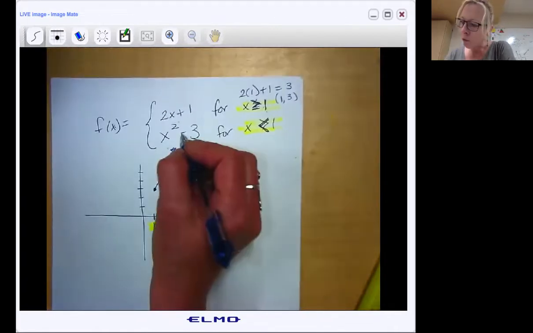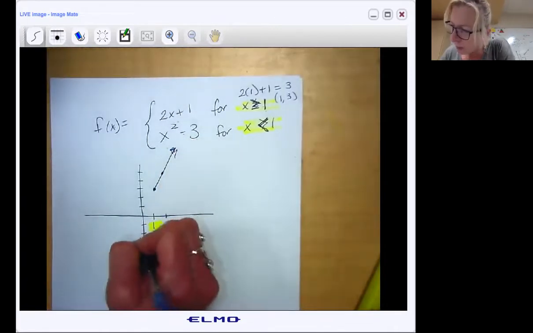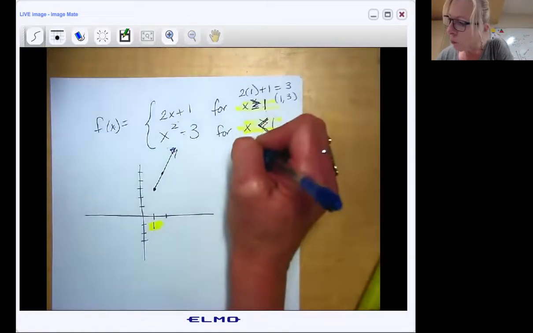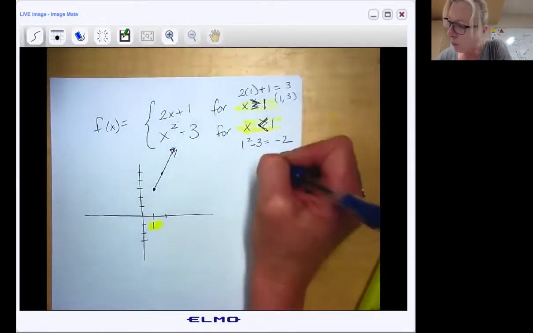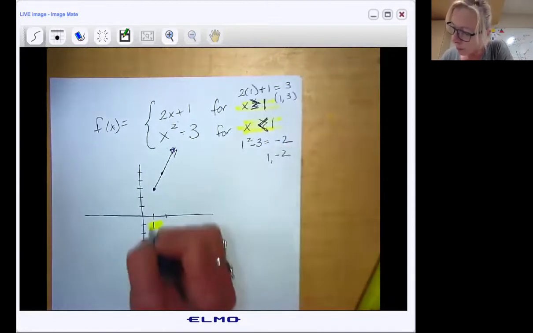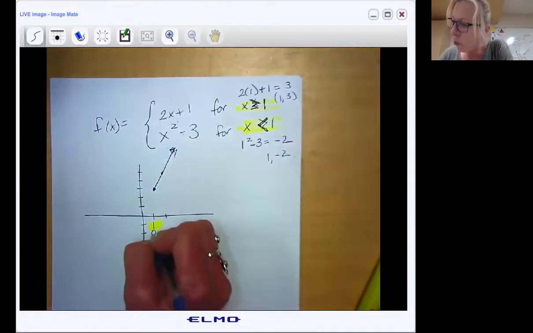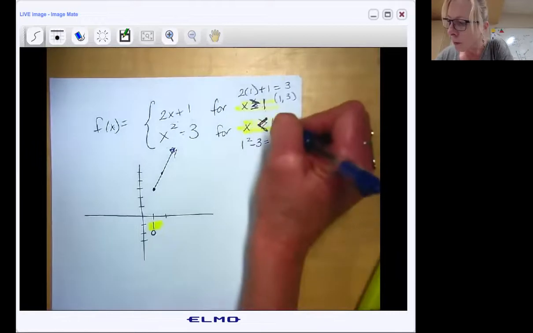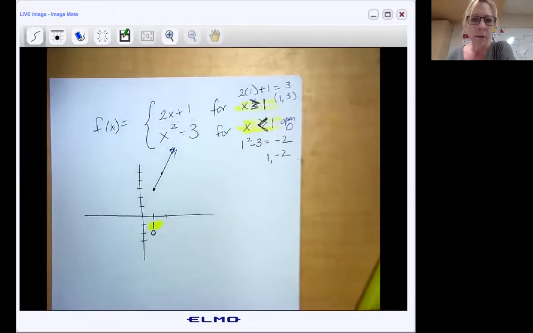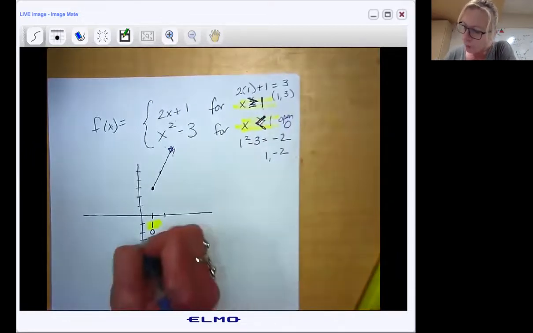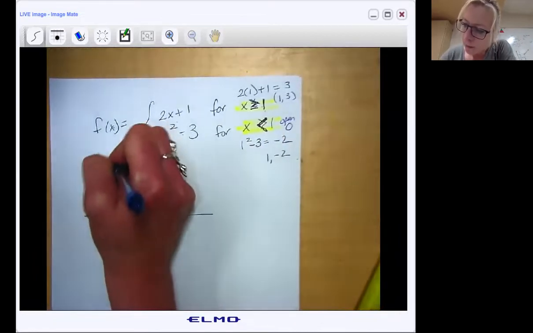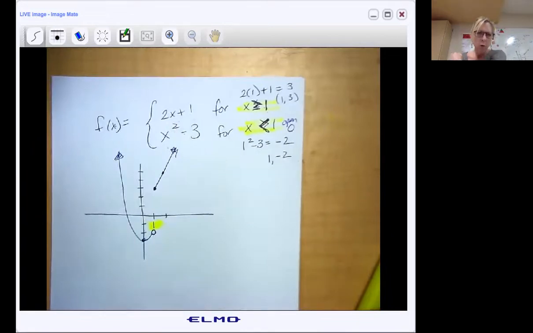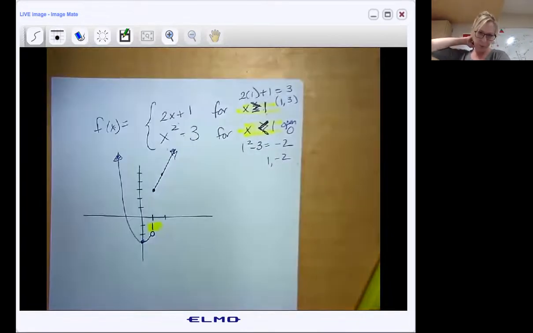And then I've got this quadratic that's shifted down 3 units. But again, I'm going to plug 1 in. 1 squared minus 3 is -2. So I have this point 1, -2. That's going to be an open circle because it's just less than. And I know this is just a downshift. So this graph is going to look like this. So that's just a review of graphing piecewise functions.